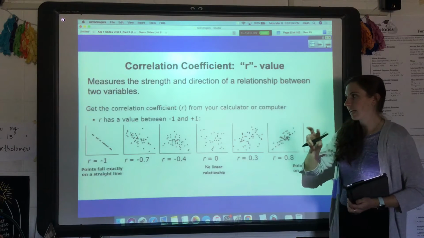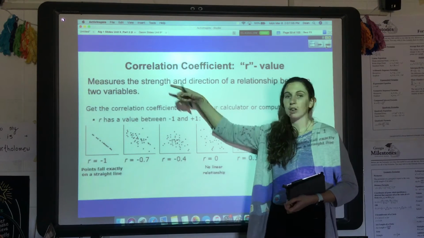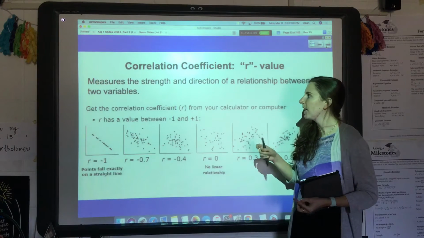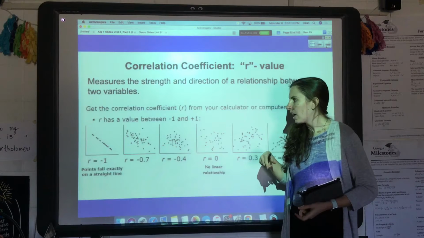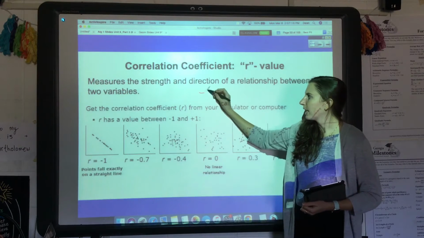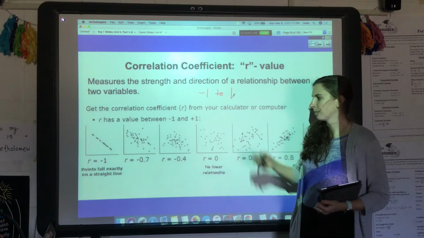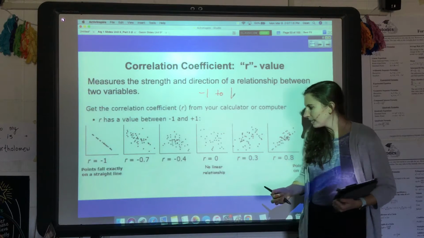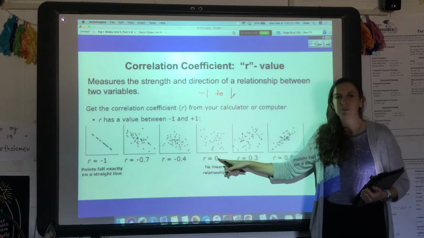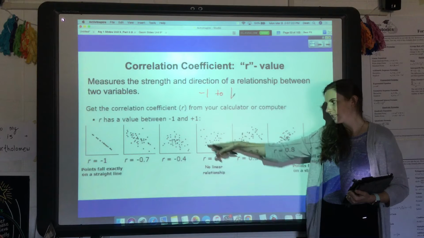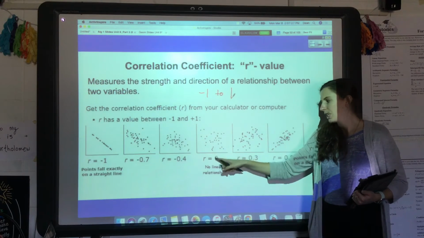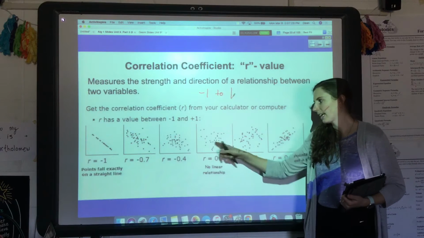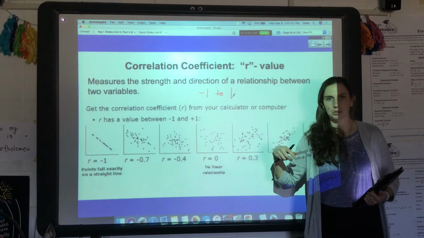Anyway, it measures two things. It measures the strength, so how strong of a correlation is it? It also tells you the direction, so is it positive or negative? It's a number from -1 to 1. If there is absolutely no correlation, if the data is all over the place, it's an R value of 0. 0 is really bad. 0 means I can't even figure out where I would put a line through that.